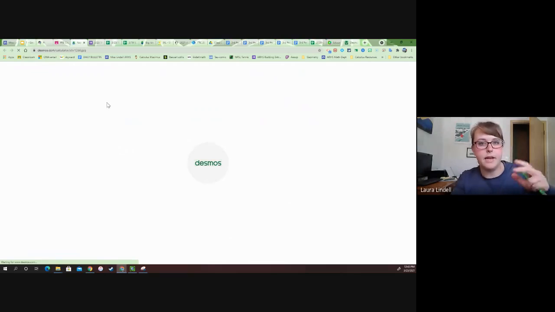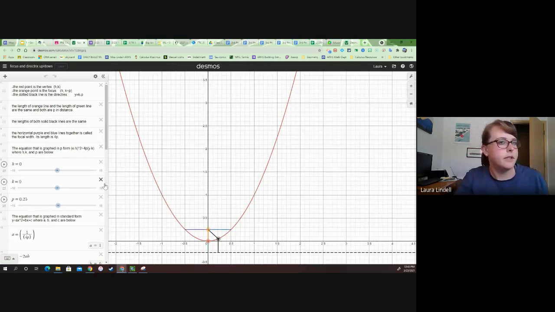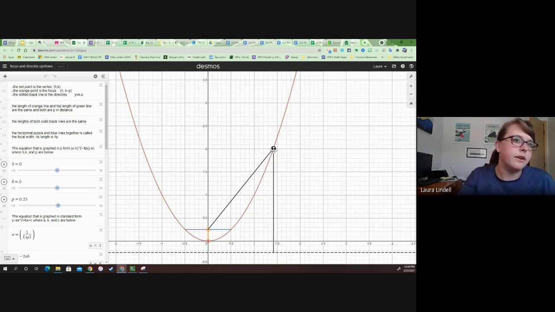First is for the up and down. We've got this picture where the red point is the vertex, the orange point is the focus, the dotted black line is the directrix, and the length of the orange line and the length of the green line are the same, and both are p in distance. So we have that. We've got this point here that you can see along your parabola, any place that you have this. It's the same distance from here to the focus as it is from here down to the directrix.